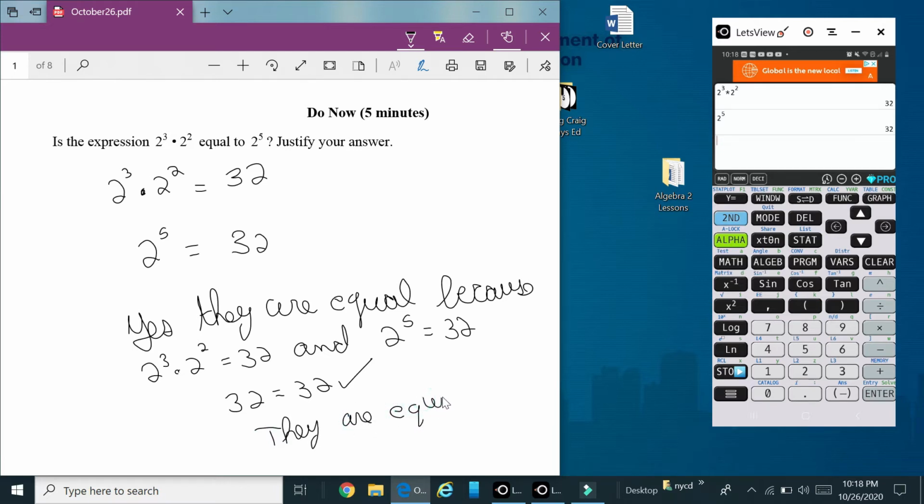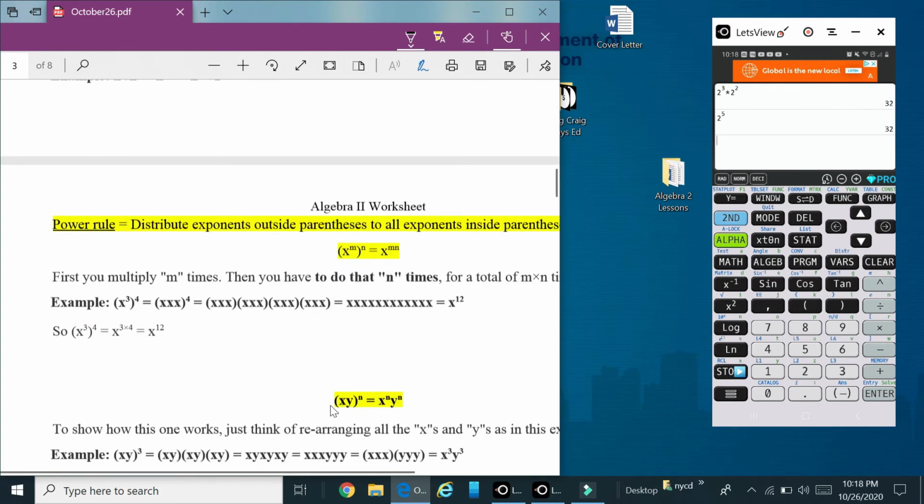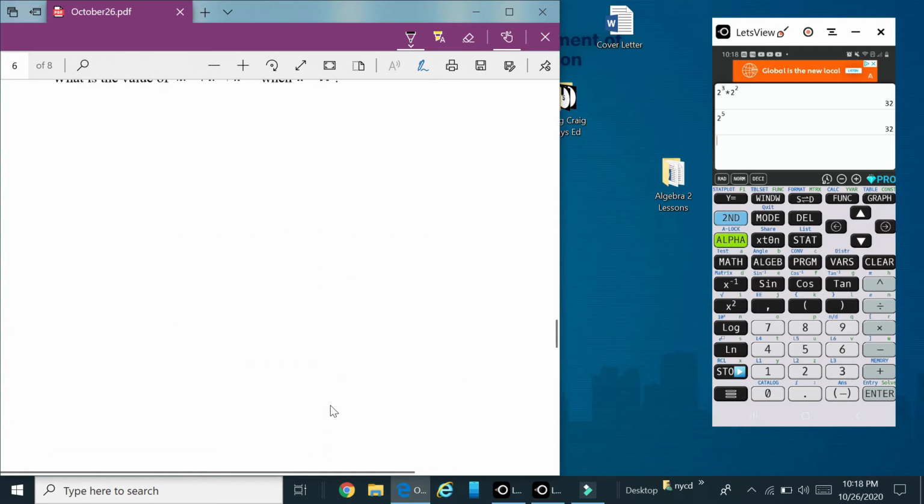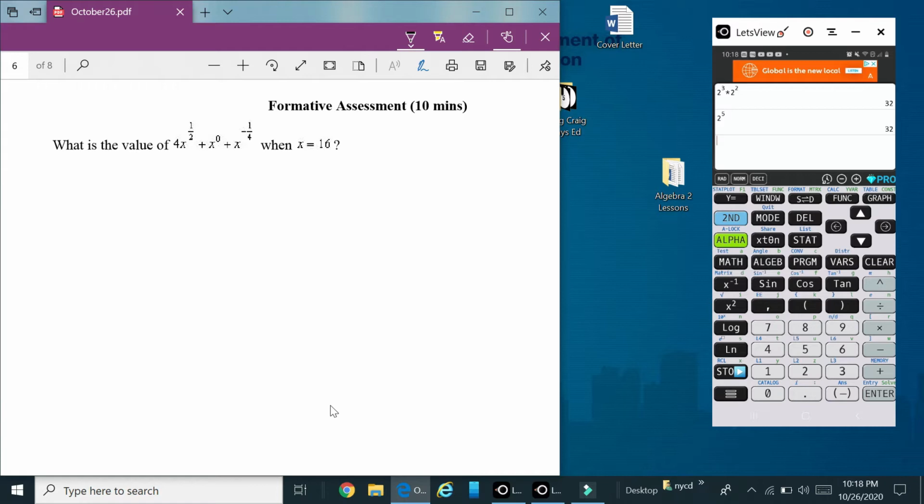And that's it. Now I'm going to show you the formative assessment, which a lot of people had trouble putting in the calculator. So this is your formative assessment. So what I'm going to do, I have equations here. I'm going to clear it out. There's a couple of ways of doing it. I'm probably going to go through several ways.